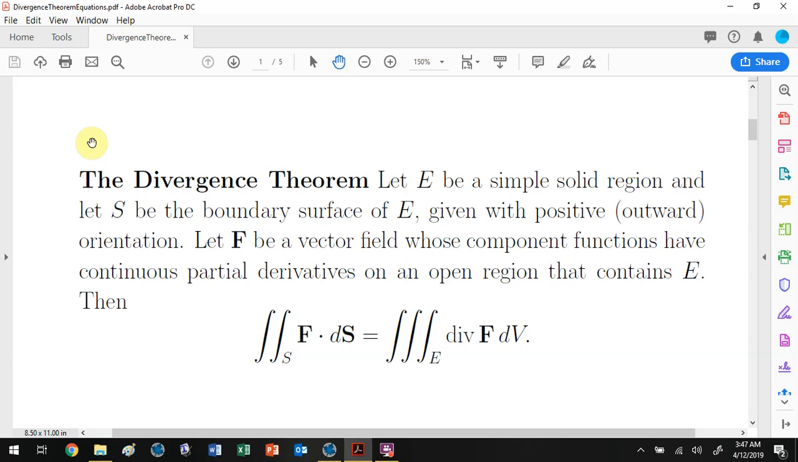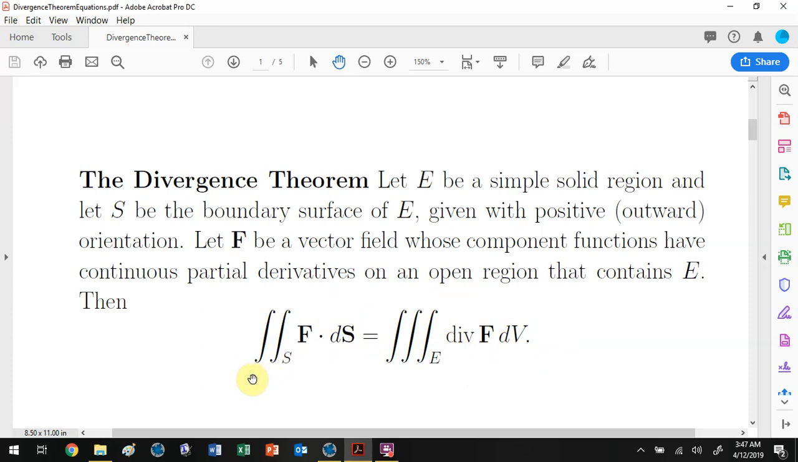If F is a vector field whose component functions are nice, meaning they have continuous partial derivatives on some open region around E, so everything's big enough and nice enough, then you get this really cool theorem that says that the surface integral of F along the boundary, so this is the flux integral, remember that, is actually equal to the triple integral of the divergence of that vector field with respect to the volume element in the space. This is a pretty nifty theorem.